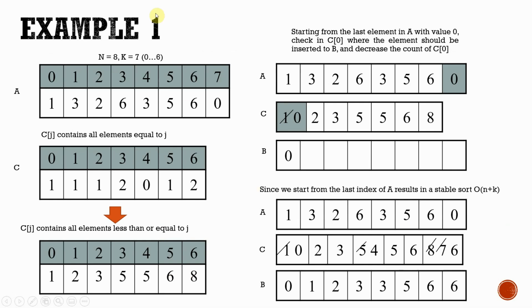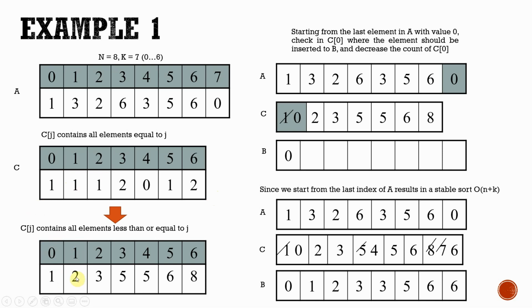Let's see some examples. Starting from this array, first we find the frequency of every number. 0 is repeated once, 1 once, 2 once, 3 we have 3 2s. We don't have any 4. We only have 1 5, and we have 2 6.